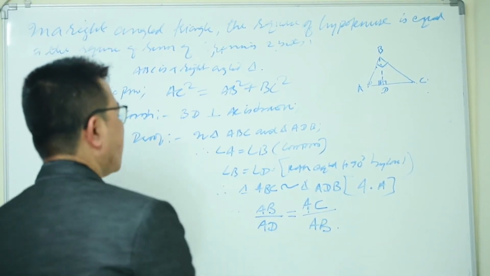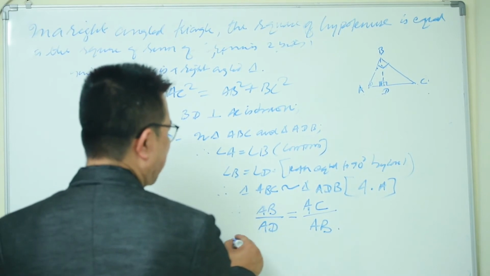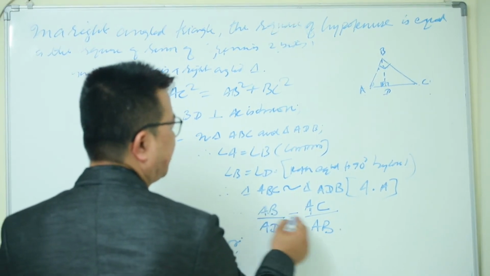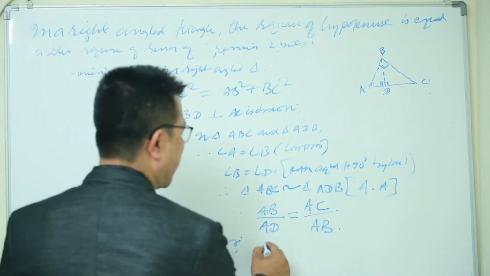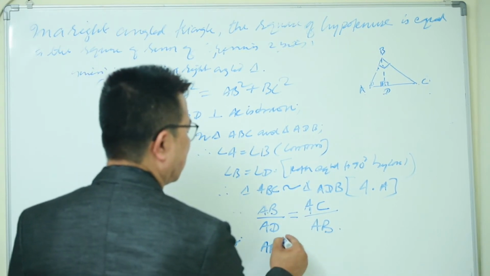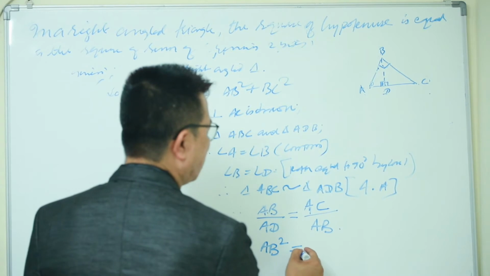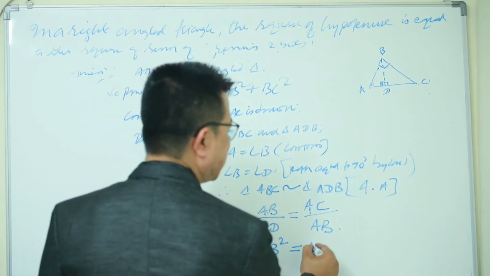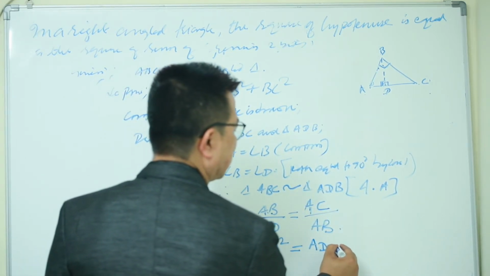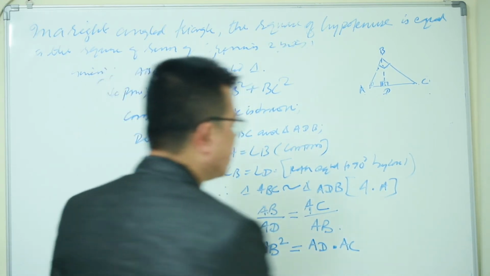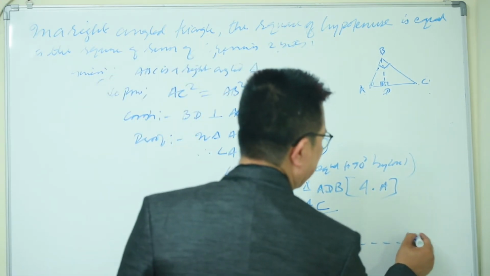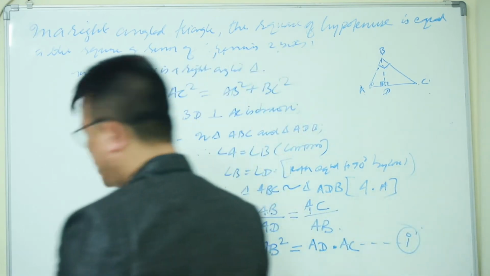Now you can cross multiply, or AB into AB, AB into AB, how much? AB square is equal to AD into AC, remains same, AD dot AC. What is dot? Into. So this is equation number 1.